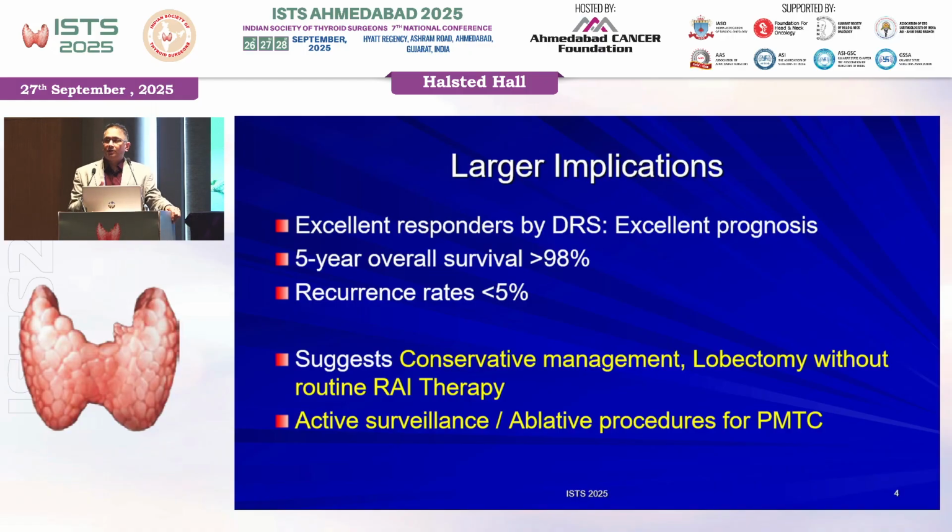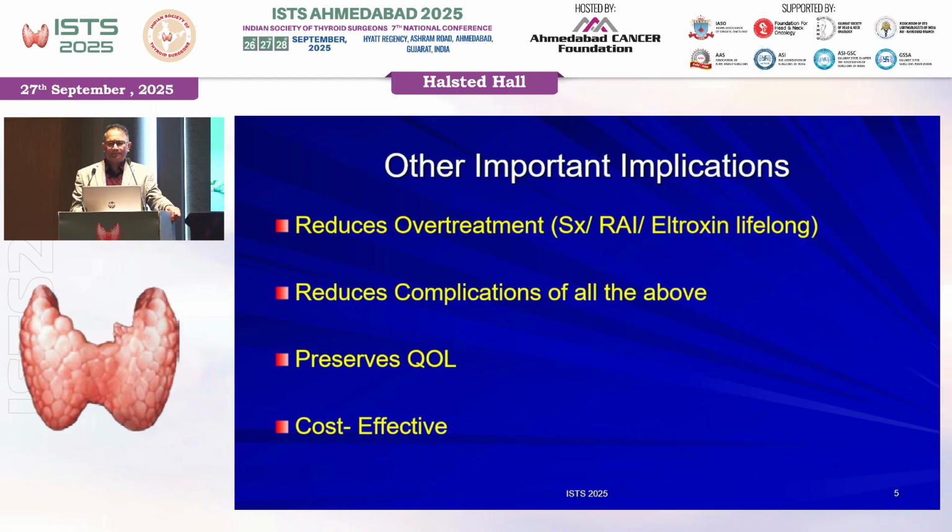And of course, there is a lot of evolving landscape of active surveillance and ablative procedures in this category. Of course, it's restricted to papillary microcarcinomas, which are less than a centimeter. Also, there are other important considerations. It obviously reduces over-treatment, extent of surgery, radioactive iodine extent of suppression, all those things are decreased. Reduces complications because of some of these treatments. Obviously, because of that, preserves the quality of life, and it is cost-effective also.